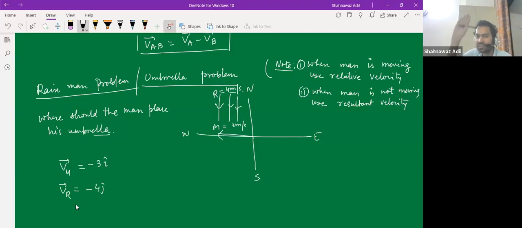So we are only confined in 2 dimensions. We don't have any z-axis, we don't have any k, right? We have only x and y, which means we only have i hat and j hat. So the man is moving in the west direction, right? And the rain is falling down. So falling down is minus j hat. So these are the two vectors.